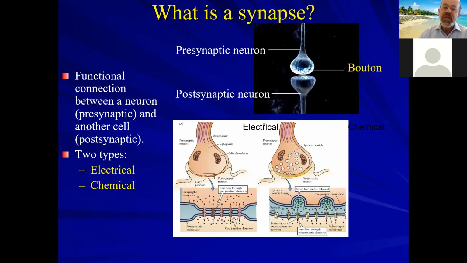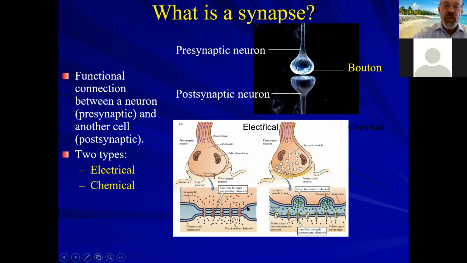99% of all synapses are chemical. That's really what our focus is. Just like I said, with a chemical messenger or neurotransmitter being released across the synaptic cleft, interacting with another cell. And that's what our focus is.